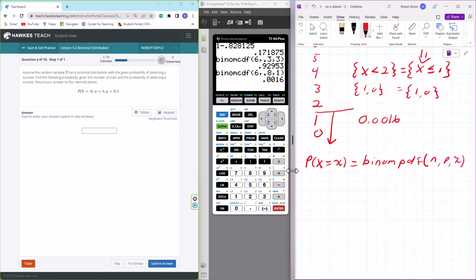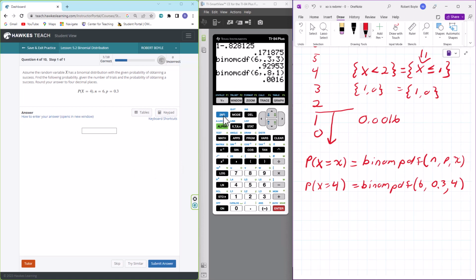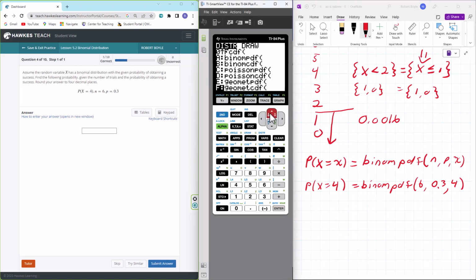So in this case, we want the probability of x being equal to 4, which is going to be equal to binompdf(6, 0.3, 4). So we really can't use this one. We have to go back into distributions and find the correct one. It should be right above binomcdf. There it is. Hit enter. Put in our values. 6, enter. 0.3, enter. 4, enter. Paste, enter again.